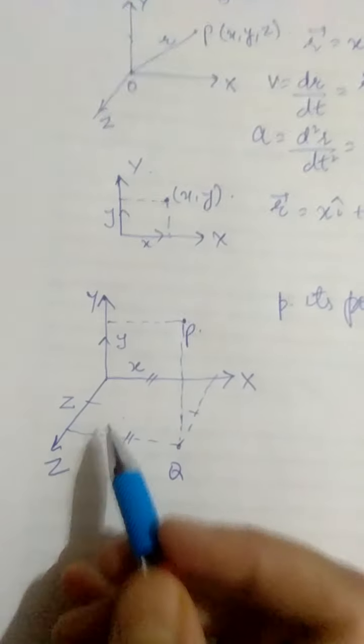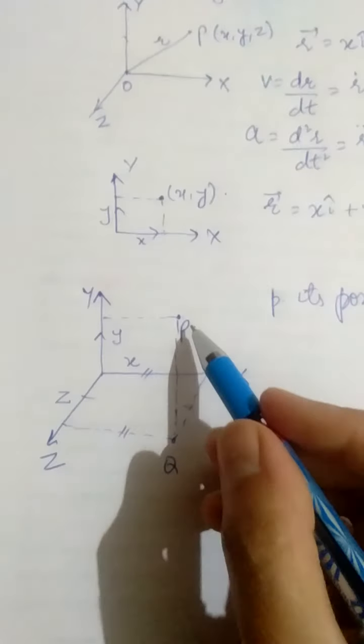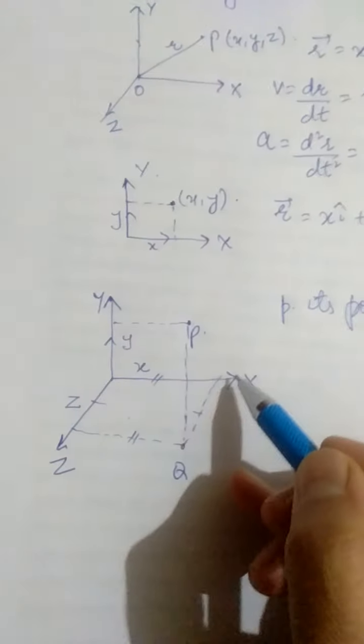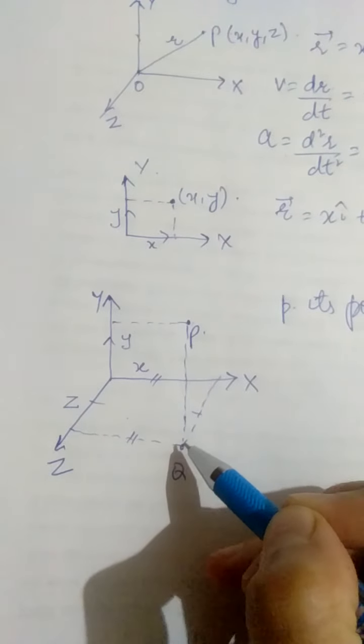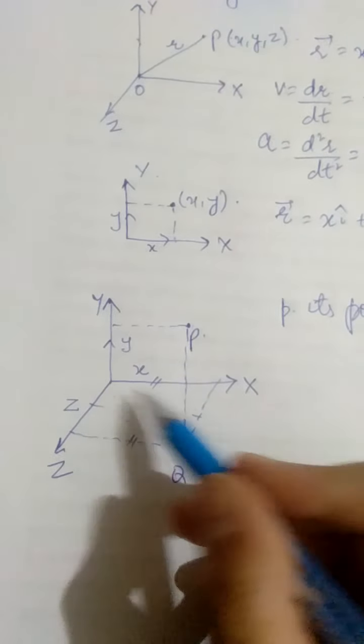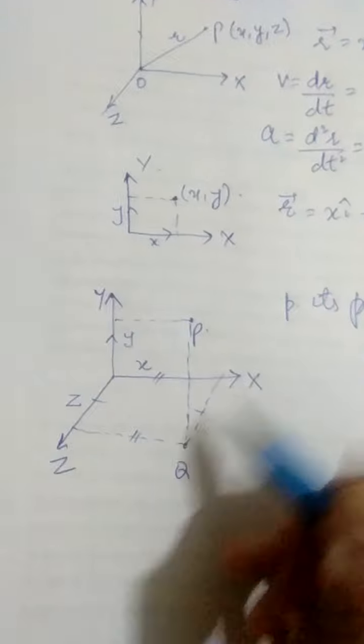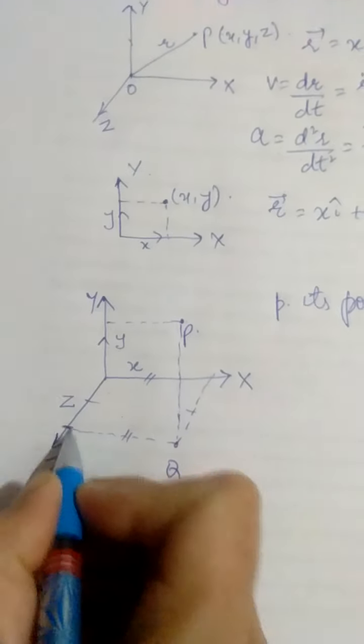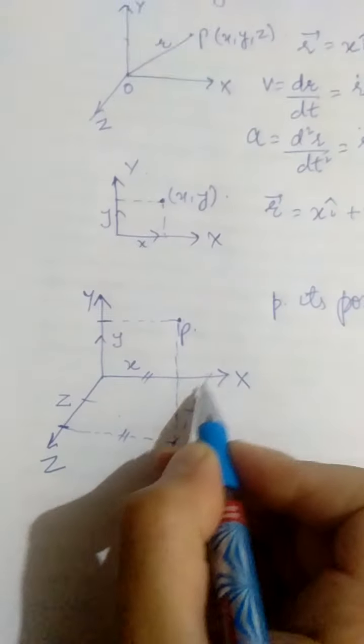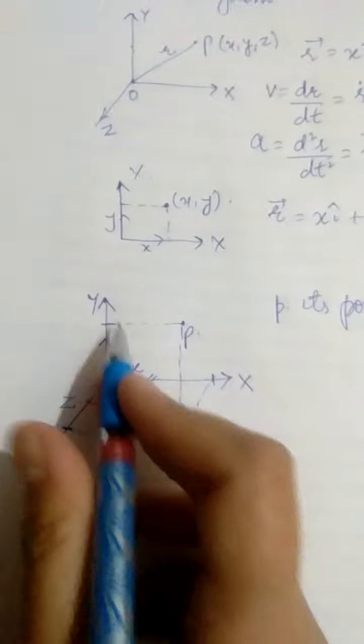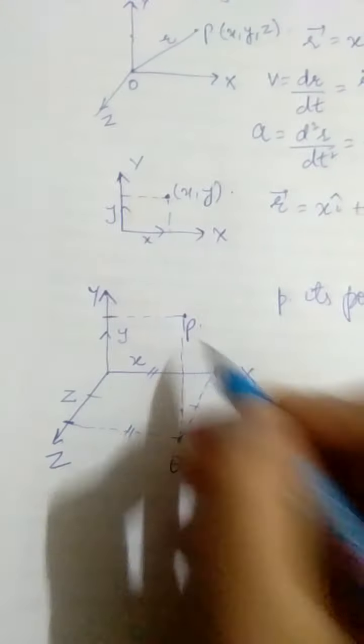And how do you do that? Again, I am repeating that from the point in which you are interested, you drop a perpendicular in the xz plane, and from that point you draw two lines parallel to these two axes, and the points where they cut specify the x, y, and z coordinates of this point, right?